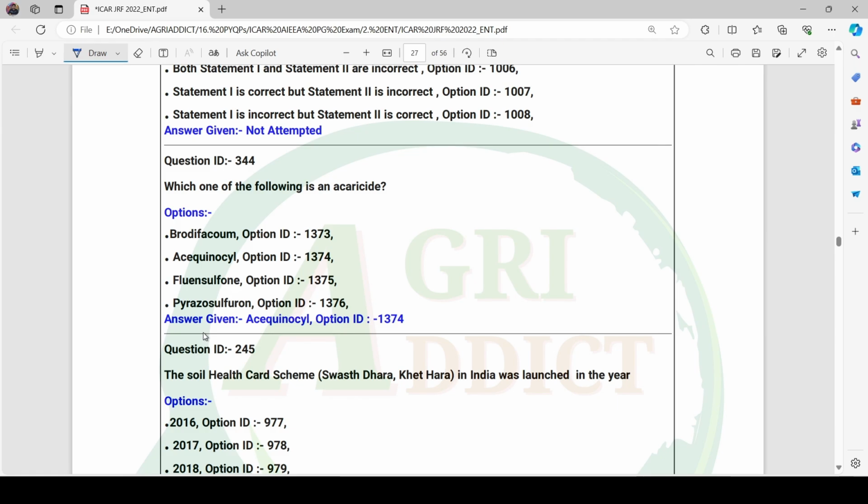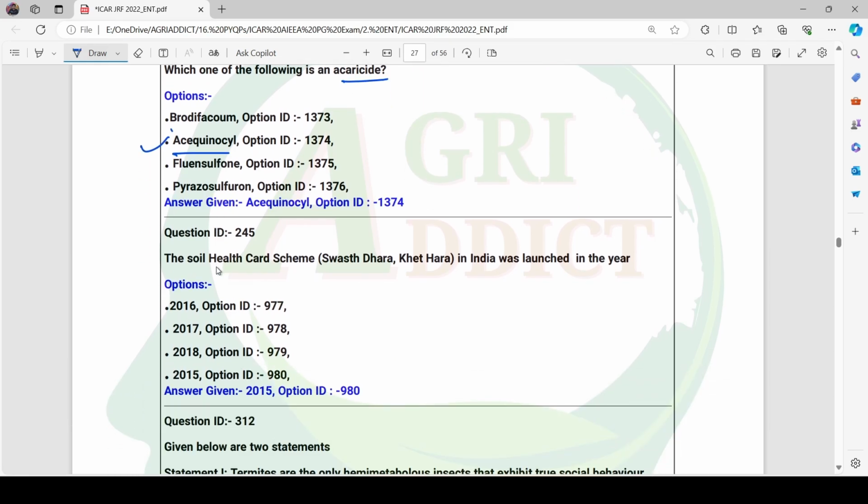Next question is, which one of the following is an acaricide? Brodifacoum is a rodenticide, fluensulfone is a nematicide, and pyrazosulfuron is a herbicide. So only acequinocyl is an acaricide or miticide. So option B, acequinocyl, is the correct answer.